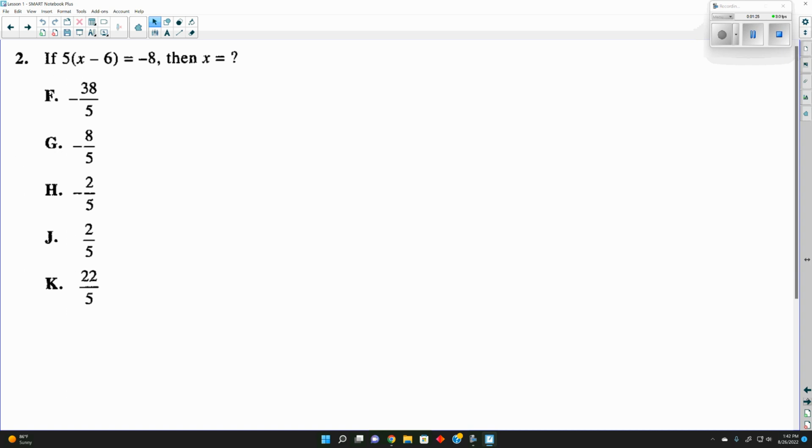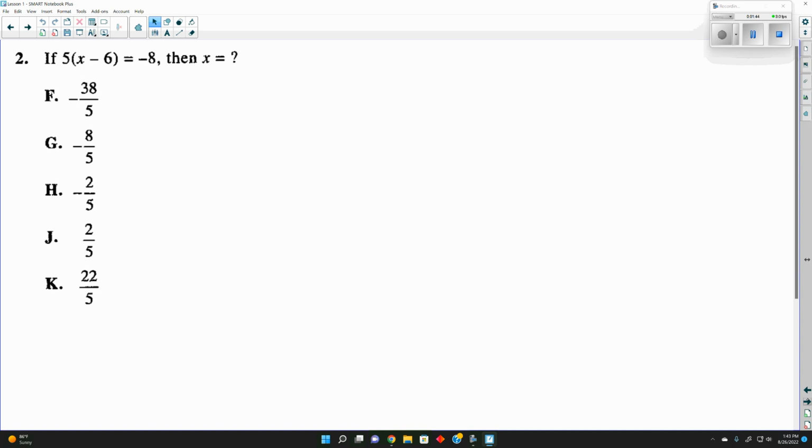Now, one of the things I will say with any of the ACT, especially the math, is always keep an eye on the answer choices that you have, especially when you're solving. Because we can start removing answers that don't work, or start getting towards answers that do.